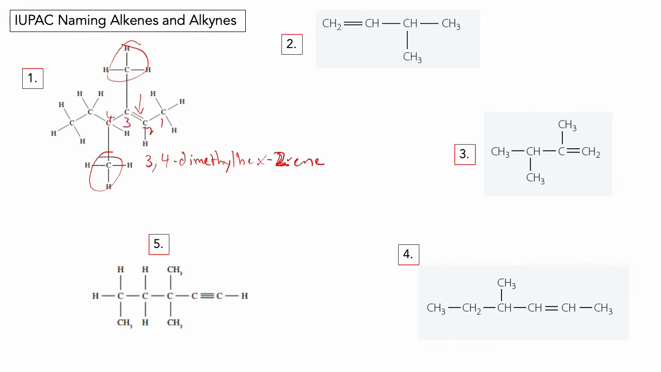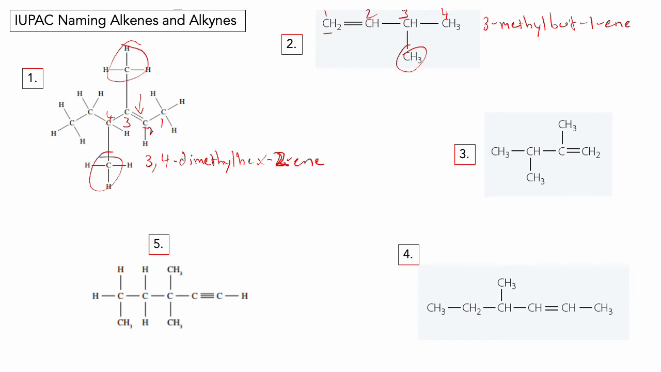Number my carbons left to right, giving the double bond carbons the lowest possible number. 1, 2, 3, 4. So it's but. I've got a methyl group here on the 3rd, so it's going to be 3-methylbut. And the carbon double bond here is 1, so but-1, and it's a double, ene. 3-methylbut-1-ene.